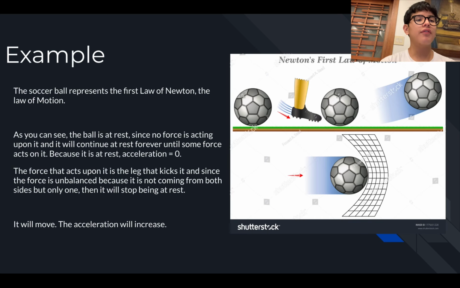Example. An example for the first law is a soccer ball. The ball is at rest since no force is acting upon it, and it will continue at rest forever until some force acts on it. Because it is at rest, the acceleration equals zero. The force that acts upon it is the leg that kicks it, and since the force is unbalanced because it is not coming from both sides but only from one, then it will stop being at rest. This means that the ball will move and the acceleration will increase.